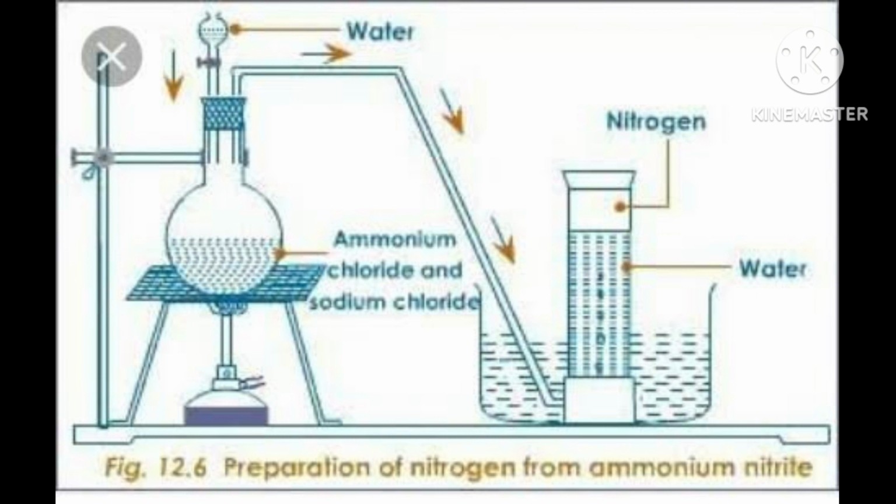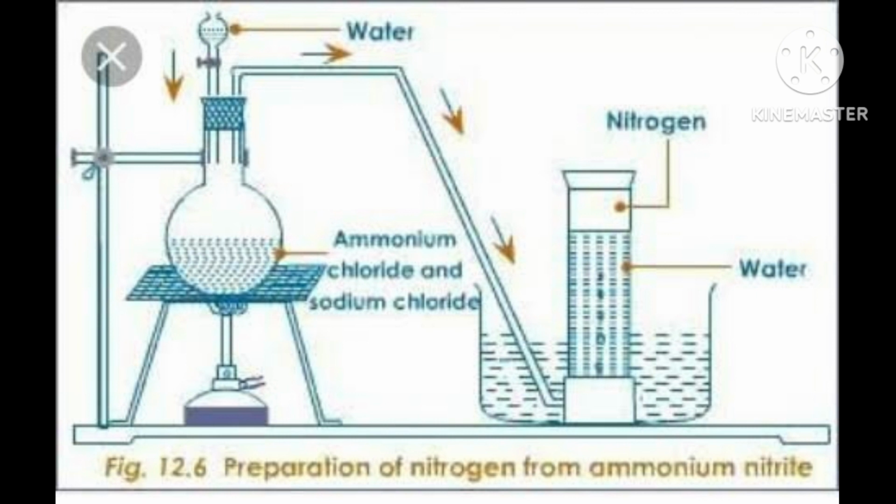Nitrogen atom has 2 stable isotopes. You might know them, that is 14 and 15. Nitrogen 14 and nitrogen 15. Both are stable isotopes of nitrogen. Okay, nitrogen 14 and nitrogen 15.